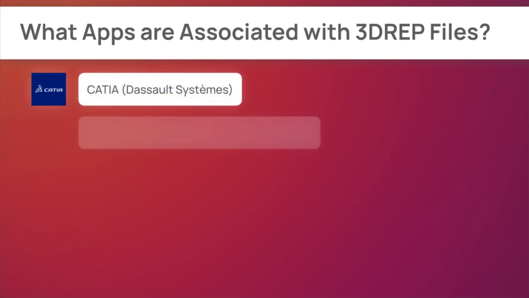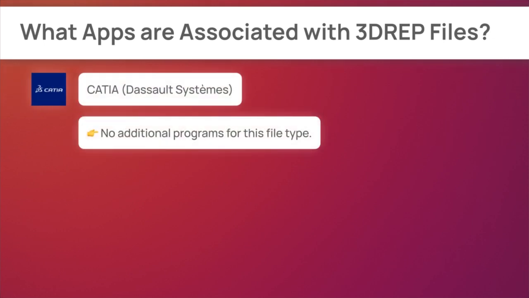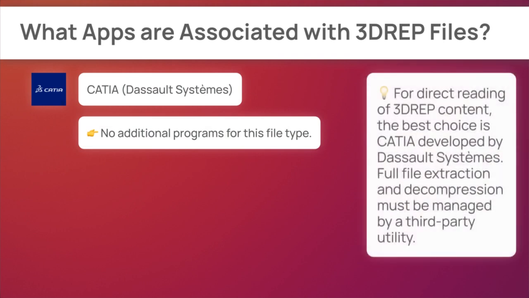To gain full access to 3DREP, the application needed is CATIA from Dassault Systèmes. Full file extraction and decompression must be managed by a third-party utility. Windows won't display parametric or assembly data, so full access depends on dedicated modeling tools.